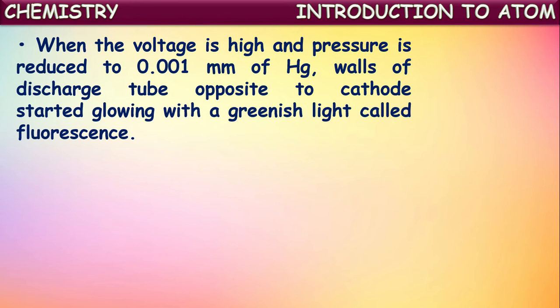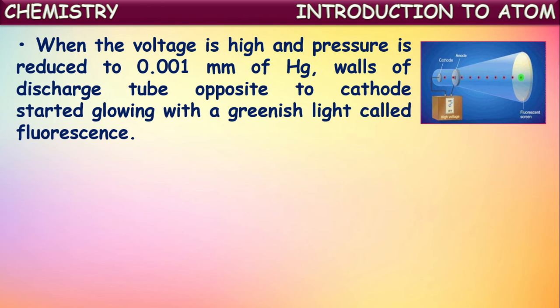Then the voltage is high and pressure is reduced to 0.001 mm of Hg. Then the walls of the discharge tube opposite to the cathode started glowing with a greenish light called fluorescence. So what happened? He reduced the pressure from 1 mm to 0.001 mm. Almost all the gas is evacuated from the discharge tube. Very few molecules of gas remained inside the discharge tube. In that way, he reduced the pressure of the gas inside the discharge tube to very low pressure.